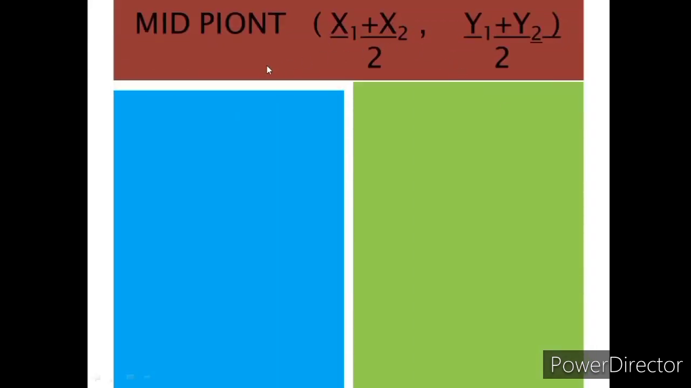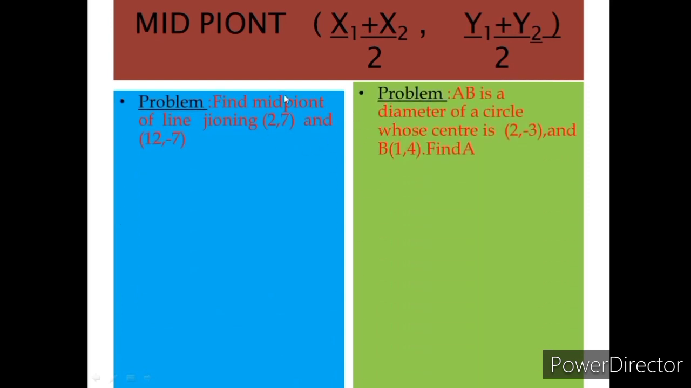Come to the midpoint concept. Here you have to recapture the formula of midpoint: x1 plus x2 by 2, y1 plus y2 by 2. Here also the problem is like this. You see, find the midpoint of the line joining. Is there any unknown term here? No, not at all. All values are known. So whenever you know all the values, you have to substitute the relevant values in the formula.